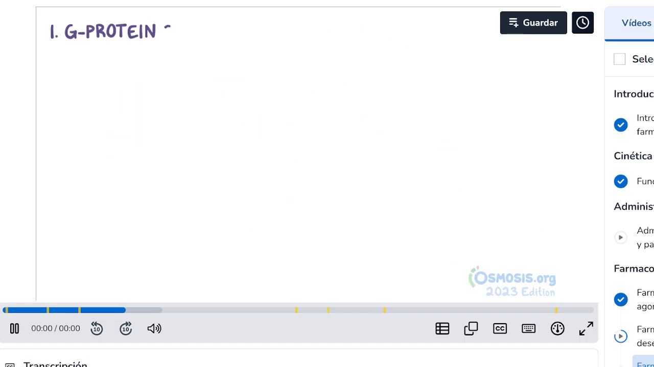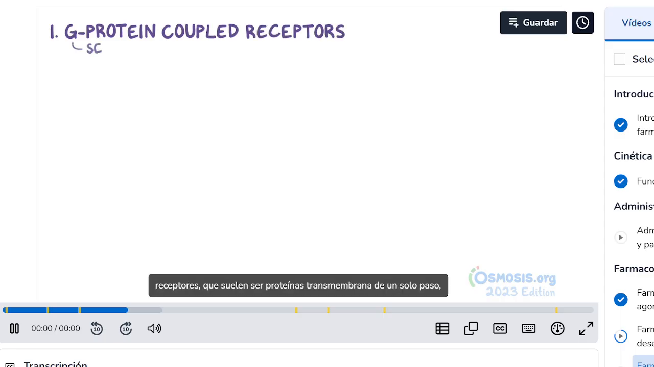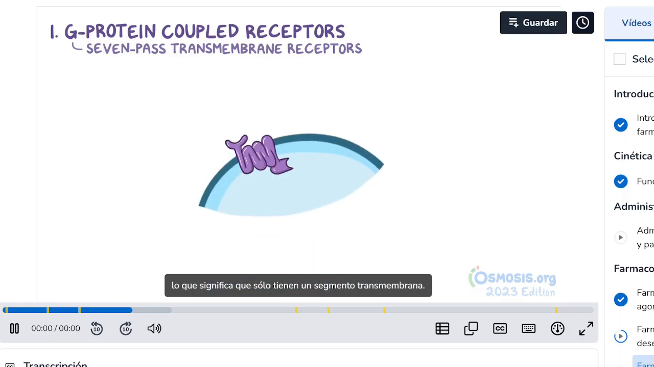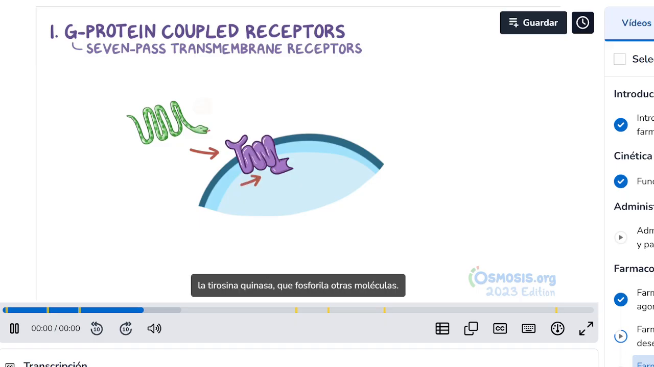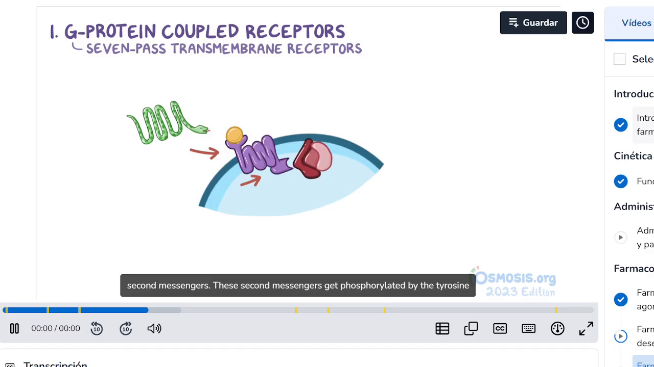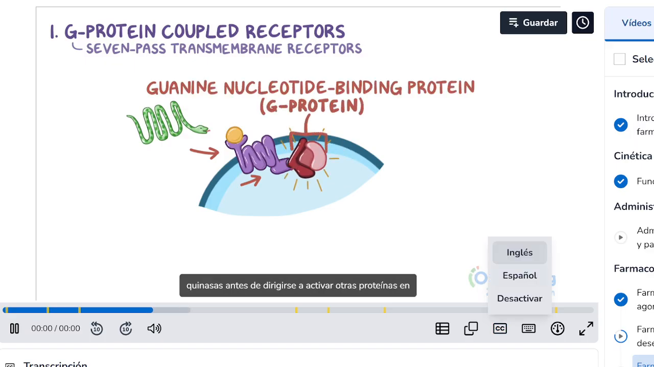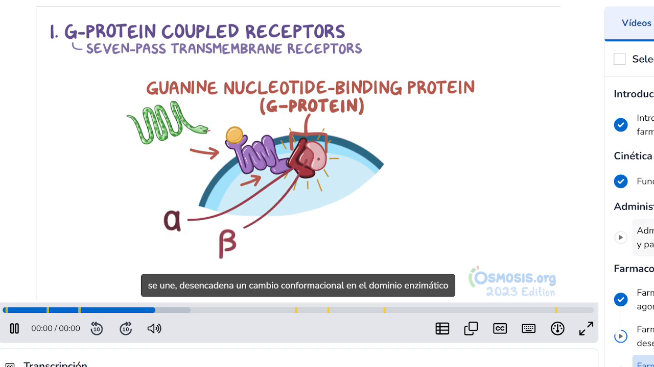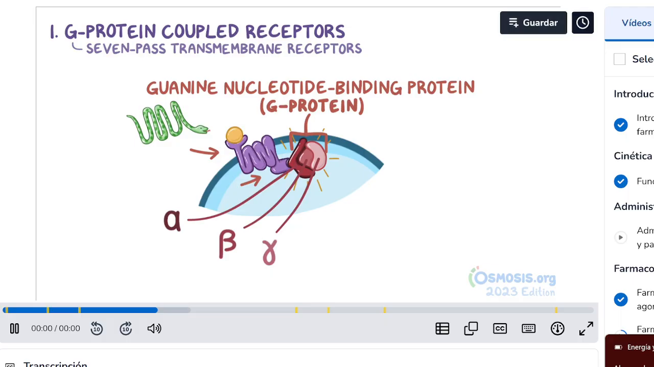Next are the G-protein coupled receptors, also known as 7-pass transmembrane receptors, which means they're really long proteins that have one end that sits outside the cell, and then the snake-like protein dips in and out of the cell membrane 7 times, and finally ends on the inside of the cell. The ligand binds to the end sitting outside the cell, and the end of the protein that's within the cell activates guanine nucleotide binding proteins, or G proteins, which contain an alpha, beta, and gamma subunit.